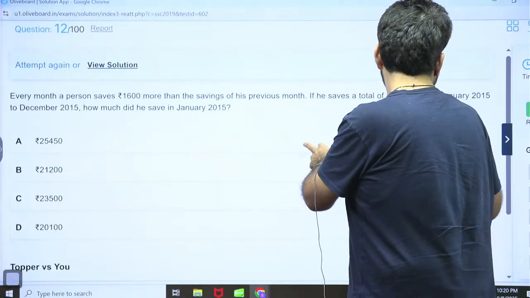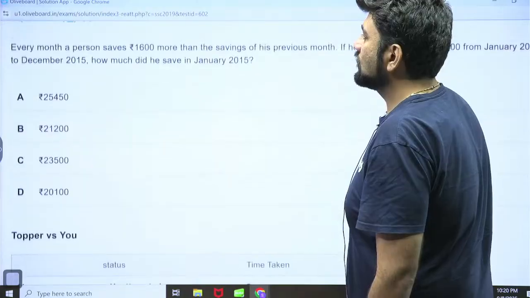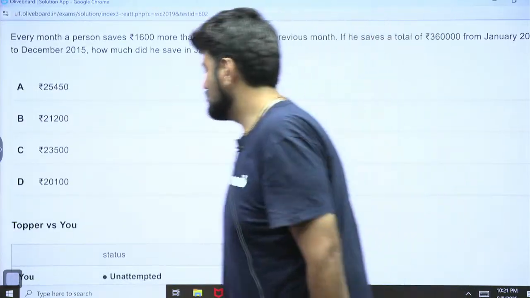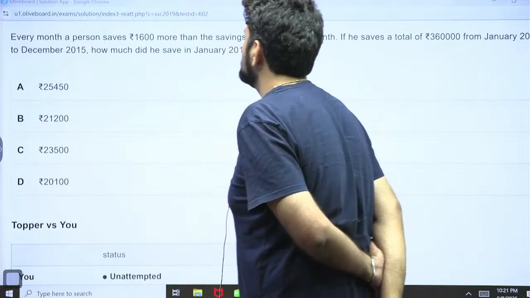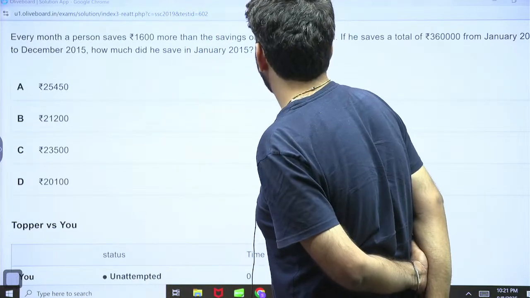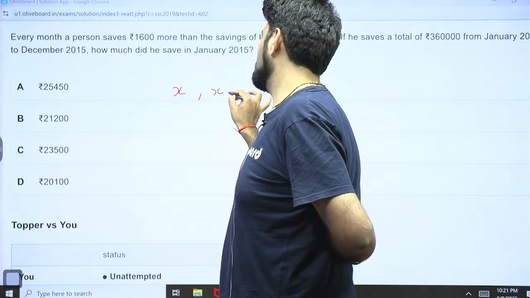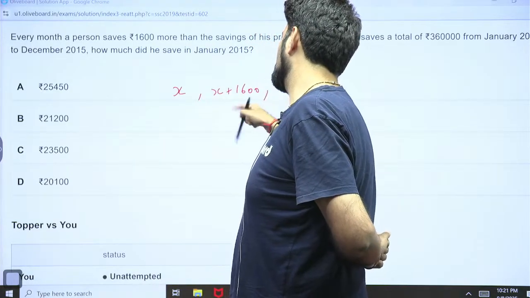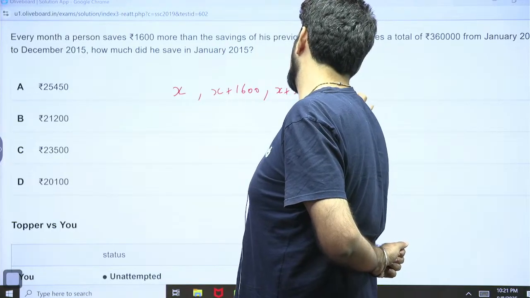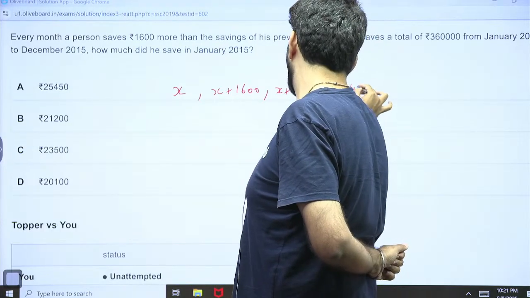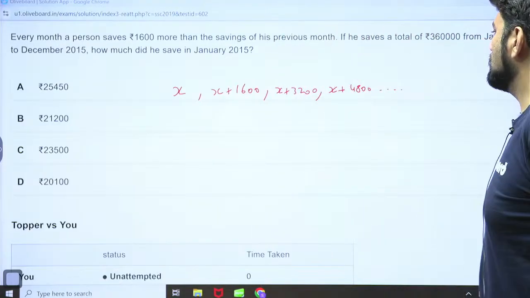Okay, this seems to be a quant question. Every month a person saves 1600 more than the savings of his previous month. So if he's saving, let's say, X now, next month he's saving X plus 1600. After that he's saving X plus 3200. Then he's saving X plus 4800. Okay, this seems to be an AP.